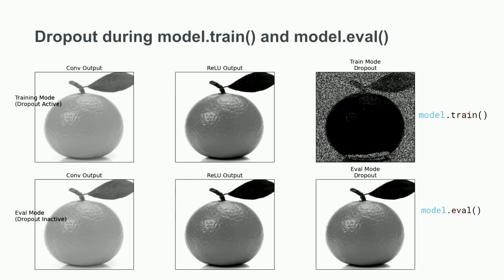In this slide, we're comparing the dropout behavior during training and evaluation. When we have model.train, which is the default behavior of the model, dropout is active and random activations are set to 0 after ReLU, as shown in the noisy output that we see on the right. This regularization helps prevent overfitting during training. If we do model.eval, dropout is disabled and all activations are retained, ensuring that we have deterministic outputs for inference. And this distinction is very important for us to have consistent evaluation of the performance of the model.